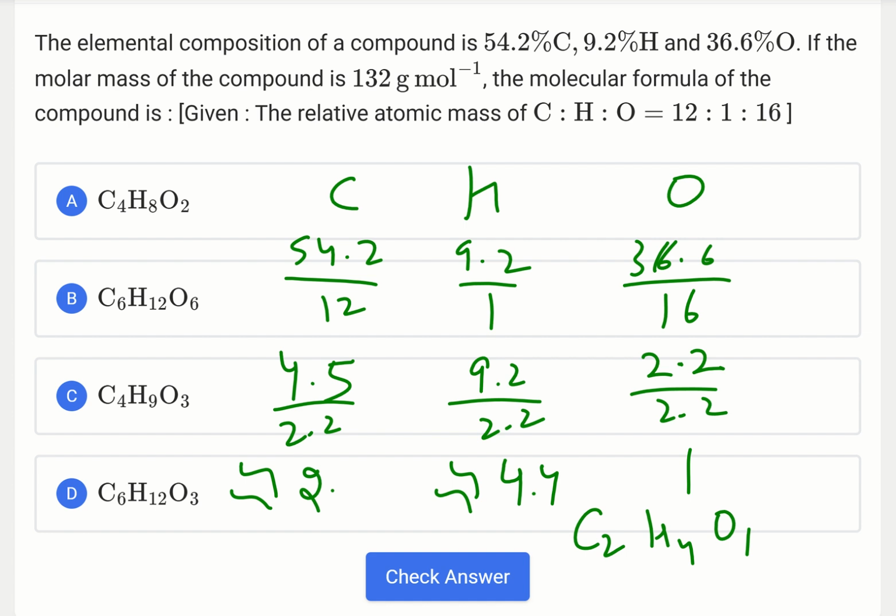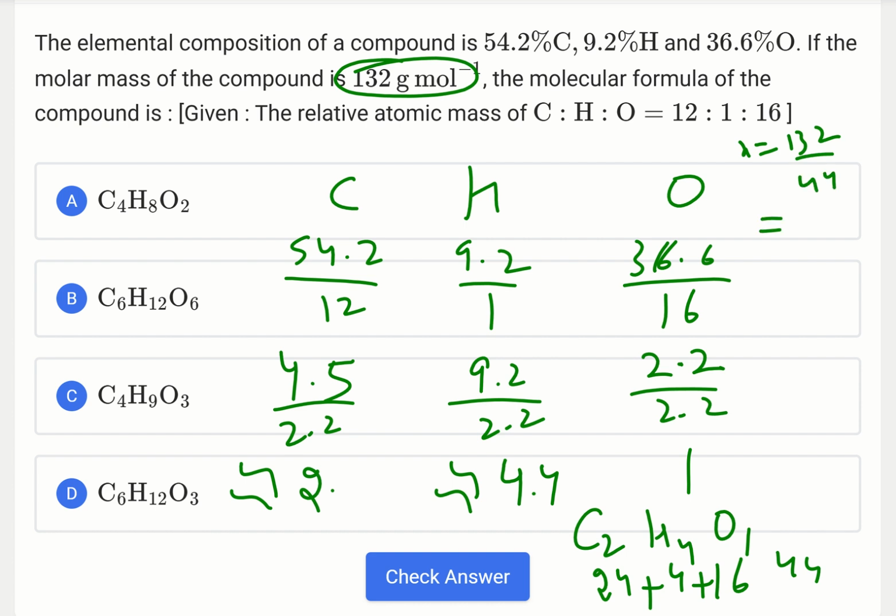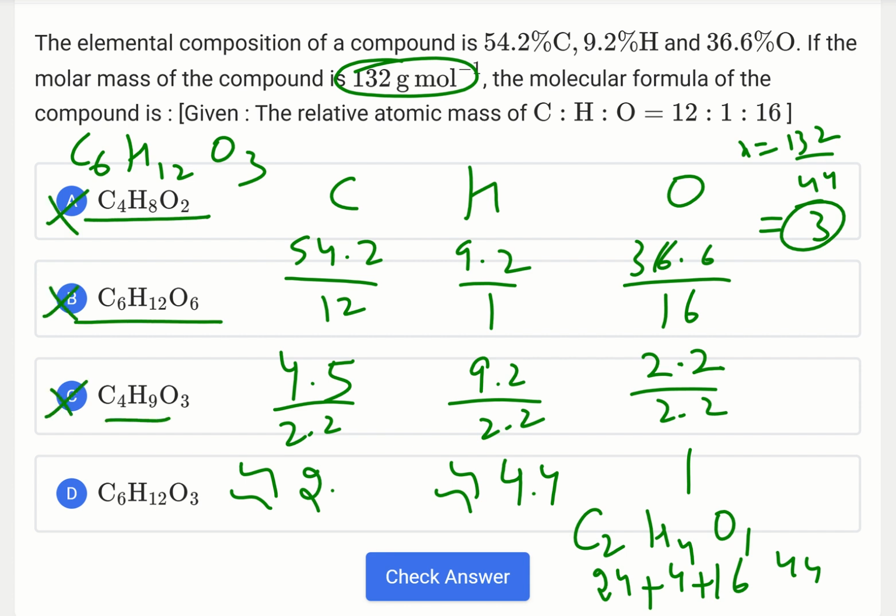Now I have got the molecular formula mass 132. Now C2H4O1 means 12 into 2, 24 plus 4 plus 16. It will become 24 plus 20, 44. So n is equal to 132 upon 44. It will be equal to 3. So my formula will become C6H12O3. Yes, I have got this answer as D.